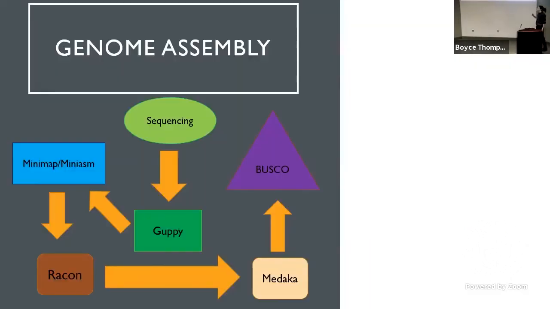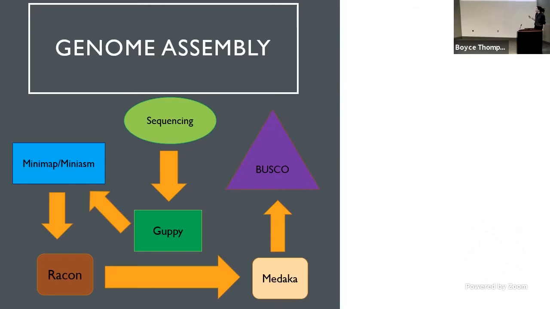The next step was the genome assembly. We started with the sequencing, and after the sequencing, we retrieved a FAST5 file that we used Guppy for base calling to change that file into FASTQ. And then we used Minimap and Miniasm for genome assembly. Then we used both Racon and Medaka for polishing that genome assembly.